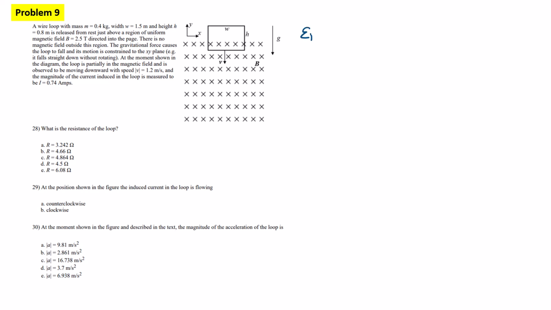Again, if you think about my induced EMF, that would simply cause a current to flow, and the relationship would look something like this: EMF equals resistance times the current. In this case, I'm asked to solve for the resistance, so that's just the induced EMF in that loop divided by the magnitude of that current, which we know is 0.74 amps. So how would you calculate the induced EMF?